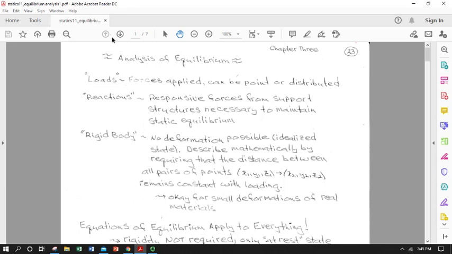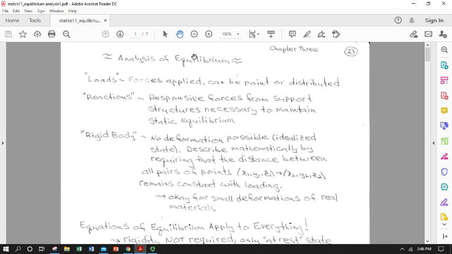In this lecture we dive into the analysis of equilibrium, and this is basically the heart of statics. This is where we look at which combination of applied loads, both contact point loads and distributed loads, applied moments, couples, will result in your rigid body not accelerating.